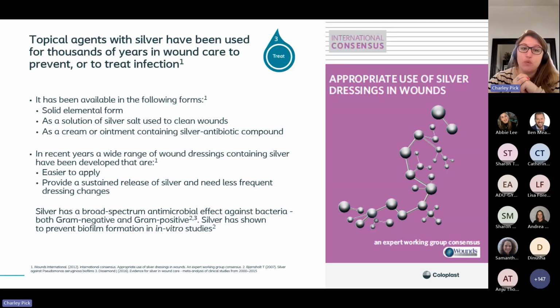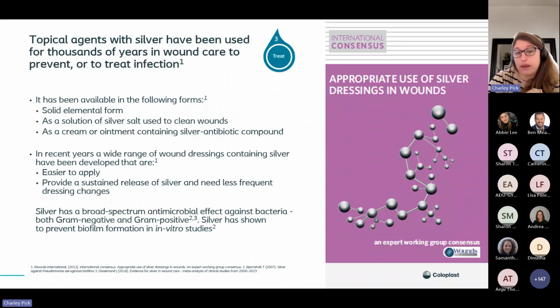So in recent years, a wide range of wound dressings containing silver has been developed that are far easier to apply, and they provide that sustained release of silver and need less frequent dressing changes. So some silver dressings used to just, when you put them on, would dump all their silver straight away. Dressings now, such as Biatain Silicone Ag, have that prolonged release. So it's a sustained release whilst that is in contact with the wound bed.